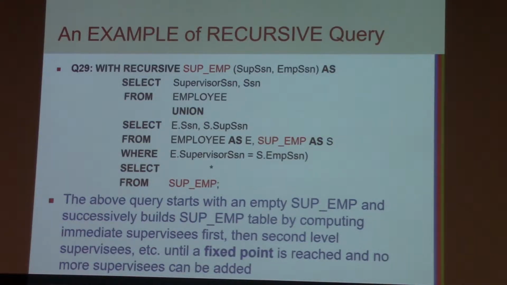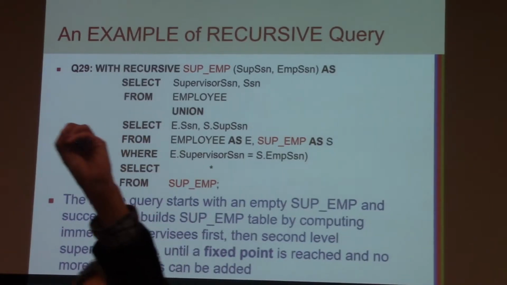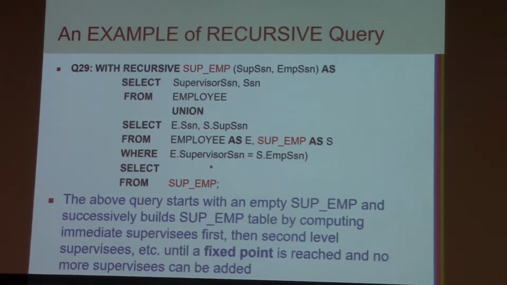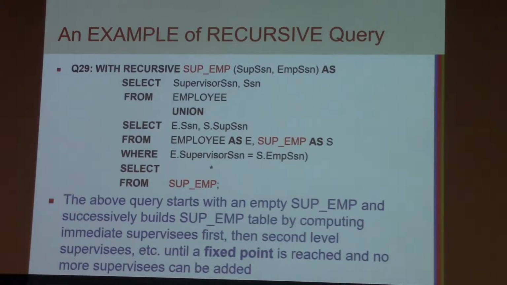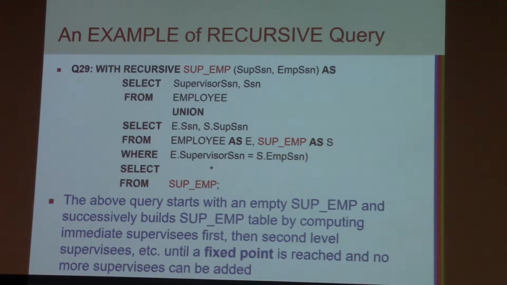Recursive query: think about the supervisor. Who is at the top of the employee organization? The CEO. Under the CEO, executive members. Under the executive members, the managers. Under the managers, junior managers. And under the junior managers, employees. It's a kind of hierarchy. So I'd like to access the supervisor and supervisee.